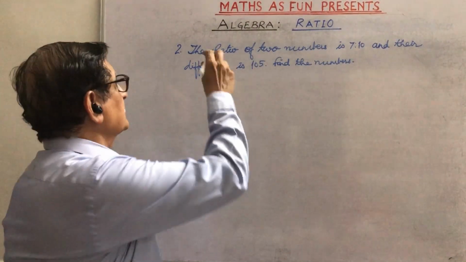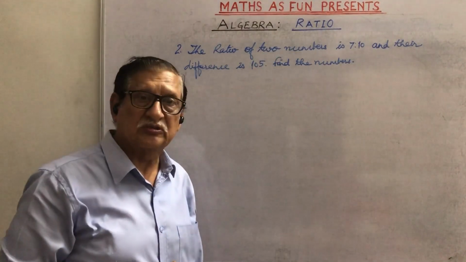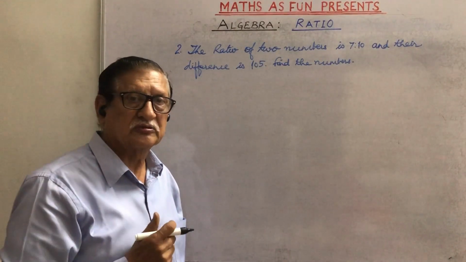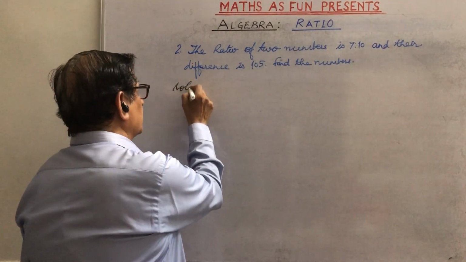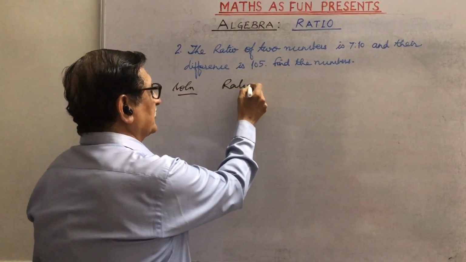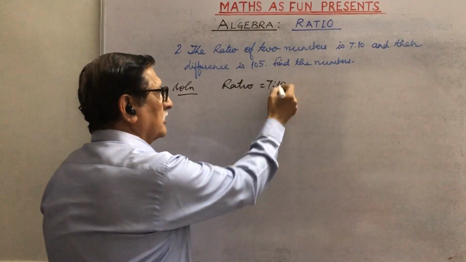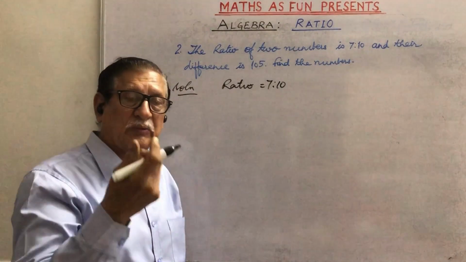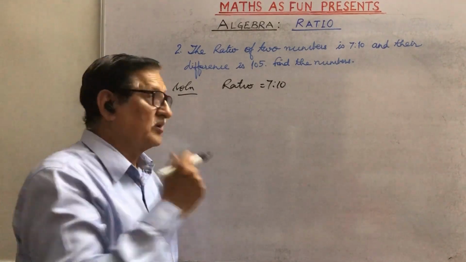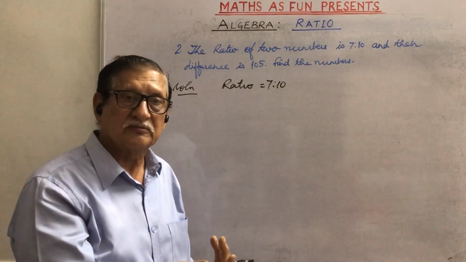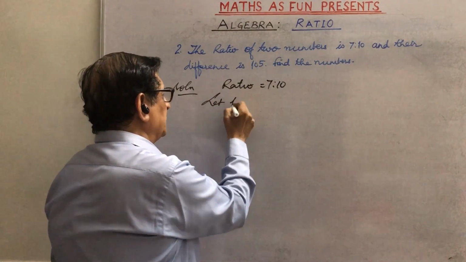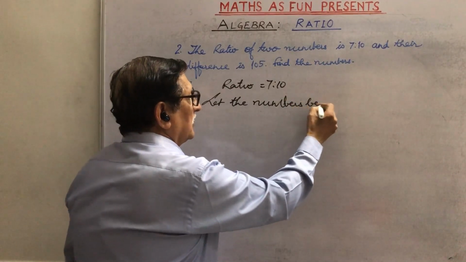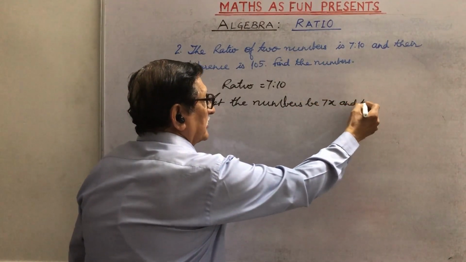The next problem we discuss here is the ratio of two numbers is 7 is to 10 and their difference is 105. Find the numbers. What we do to find the solution, we have been given the ratio of the numbers as 7 is to 10. And we know that the terms of a ratio can be multiplied by any common number. So we multiply them by x to find the numbers. So we write, let the numbers be 7x and 10x.